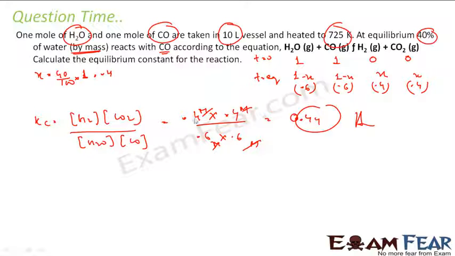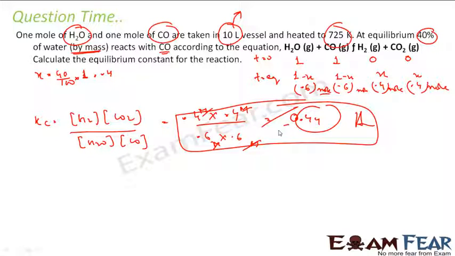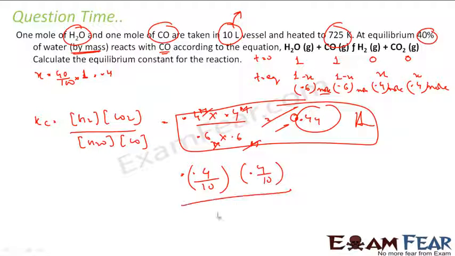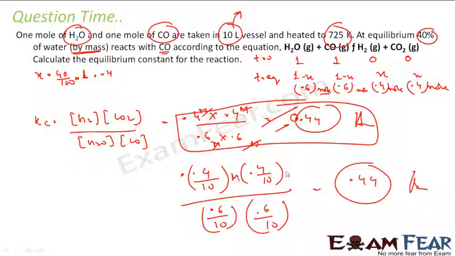Sorry, it has to be 0.4 by 10, because 0.4 mole is there, right? There is a mistake I made, because I have to give it in moles per liter. The answer will come out the same, but it has to be moles per liter. There are 10 liters and it is 0.4 mole. I'll just redo this part. This becomes 0.4 mole by 10 liter into 0.4 mole by 10 liter, and this becomes 0.6 mole by 10 liter and 0.6 mole by 10 liter. So what you get is 0.44, and all the M will be cancelled. So there will not be any unit for this. Correct.